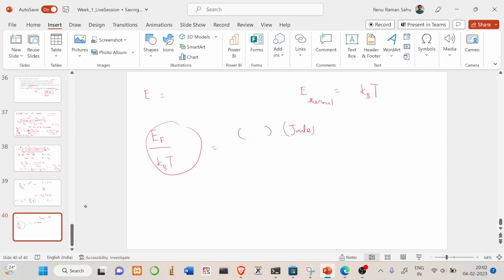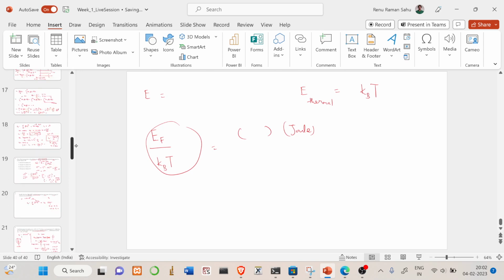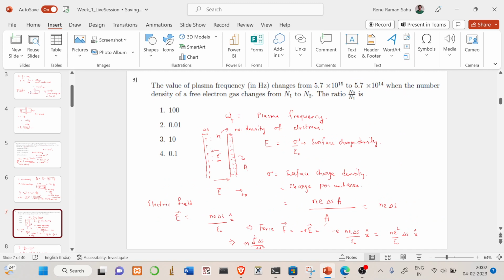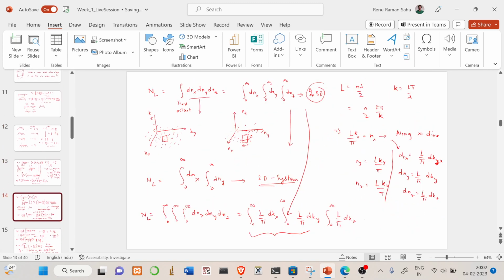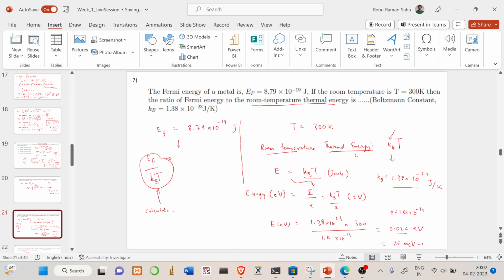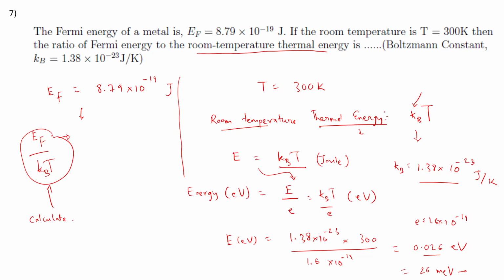Okay, just a second. Question number 7, right? Yes, sir. Question number 7, this one. Yes, sir, that's it. Fermi energy to room temperature, sir. Room temperature thermal energy, how did you take this one?